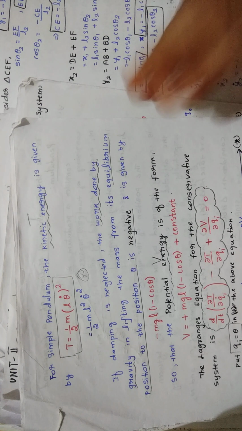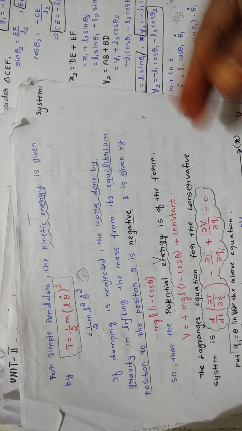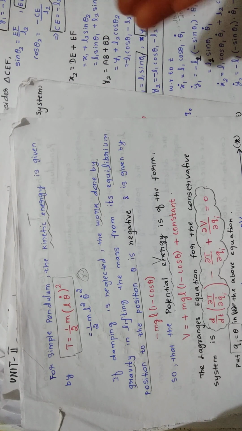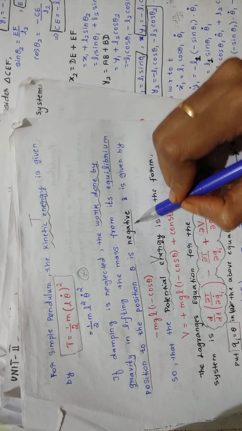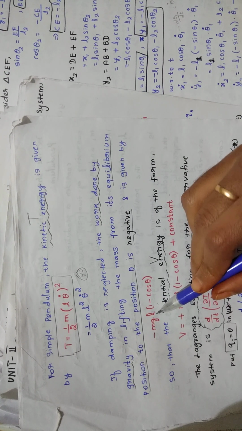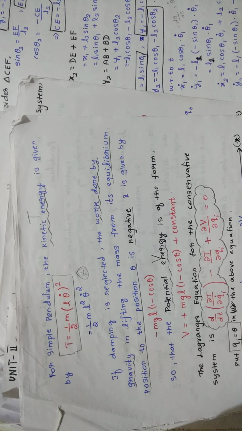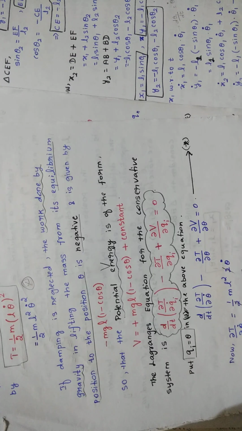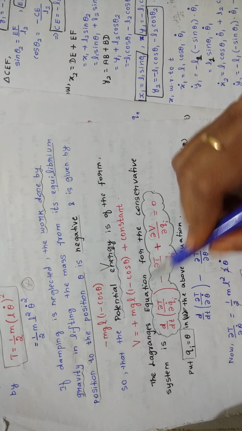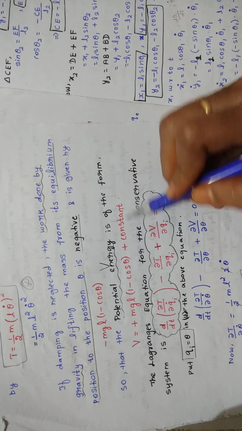The work done by gravity in lifting the mass from its equilibrium position to the position theta is negative, given by minus mgL(1 minus cos theta). Now you are writing the potential energy formula, that is V equals plus mgL(1 minus cos theta) plus constant.